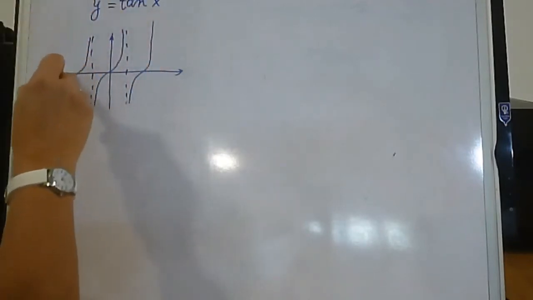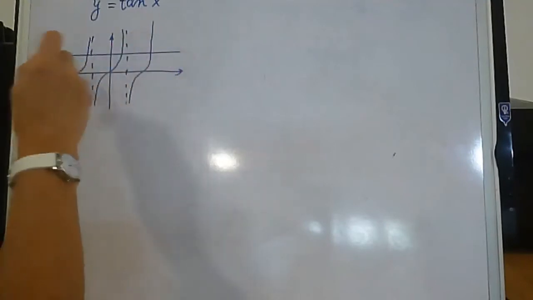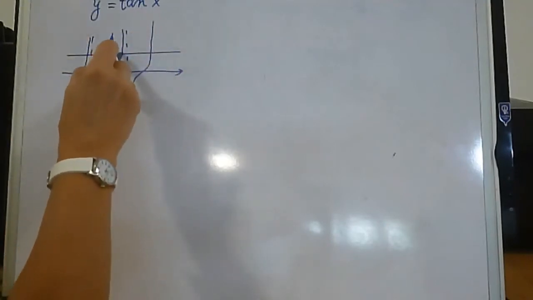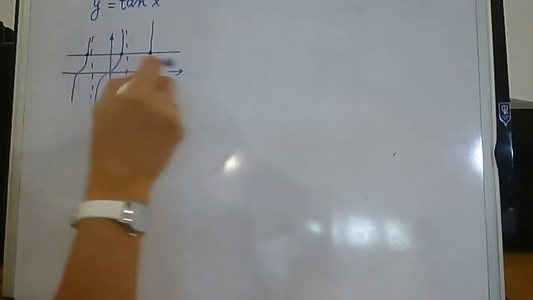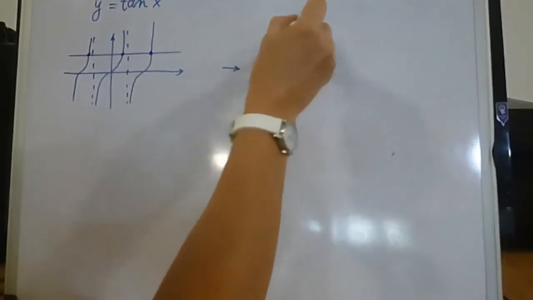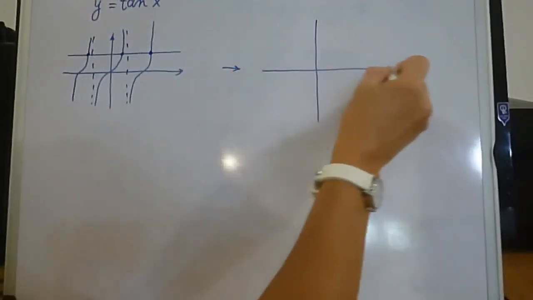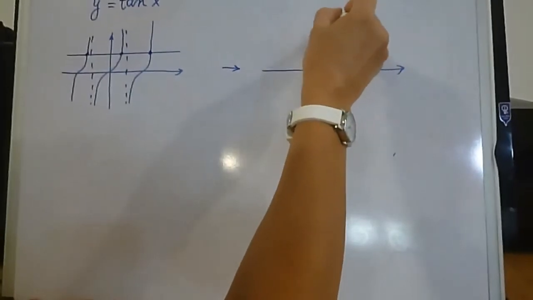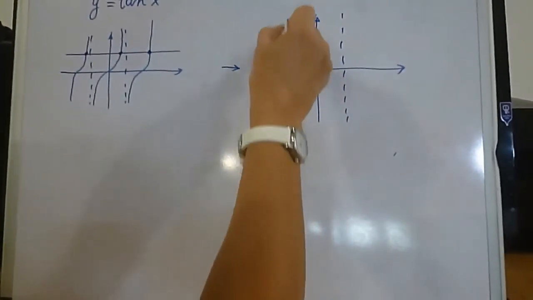What we see is if we draw a horizontal line, it's going to intersect many times, right? So we're going to truncate our tangent to one period of tangent only. And this time it's not that difficult. Let's look at it.